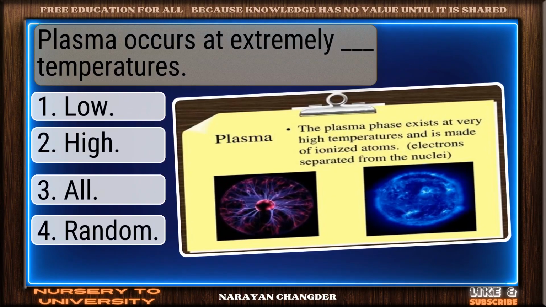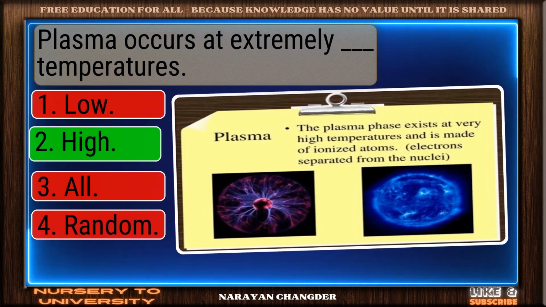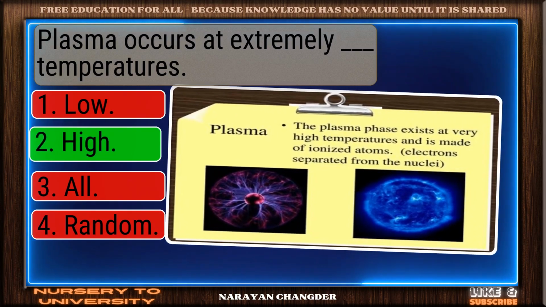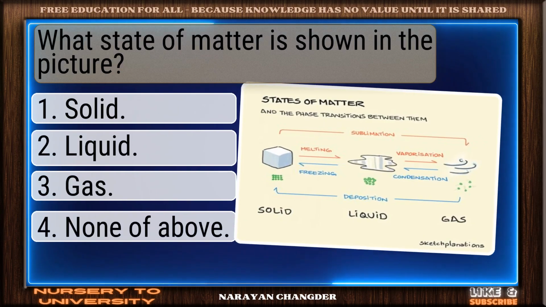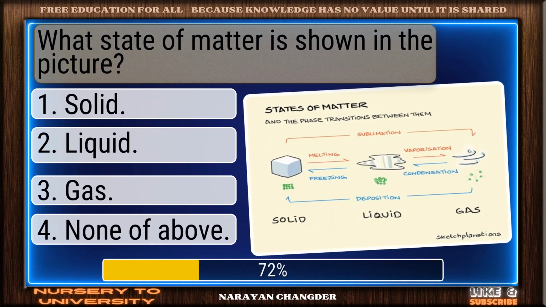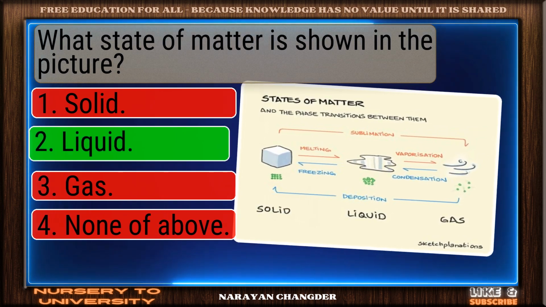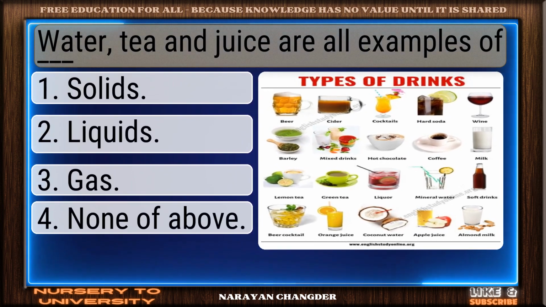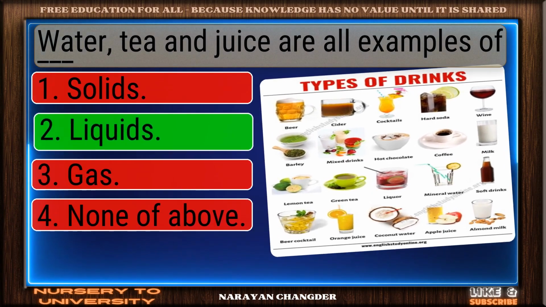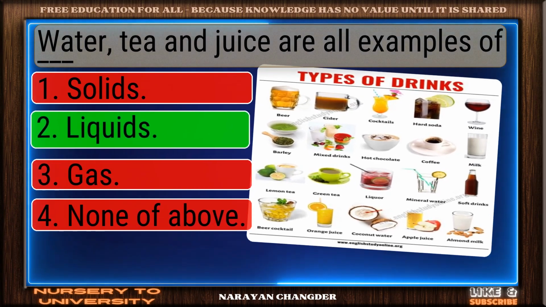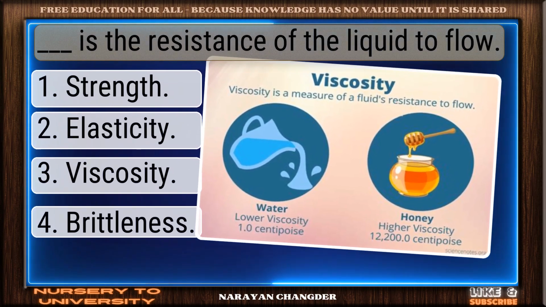Plasma occurs at extremely dash temperatures. Well reasoned. High is the correct choice. What state of matter is shown in the picture? Smart pick. Liquid is the correct choice. Water, tea, and juice are all examples of dash. Great thinking. Liquids is the right choice. Dash is the resistance of the liquid to flow.